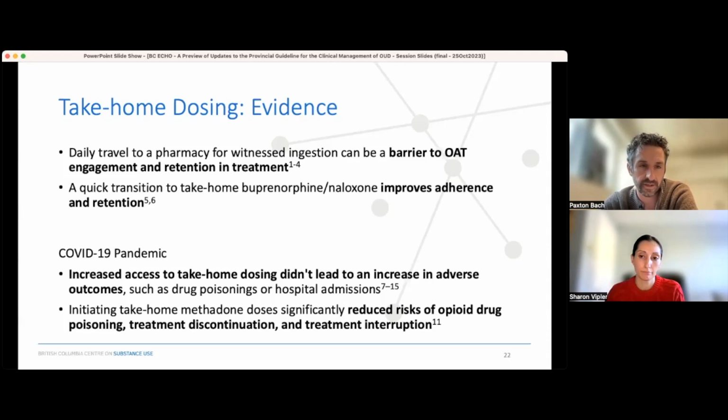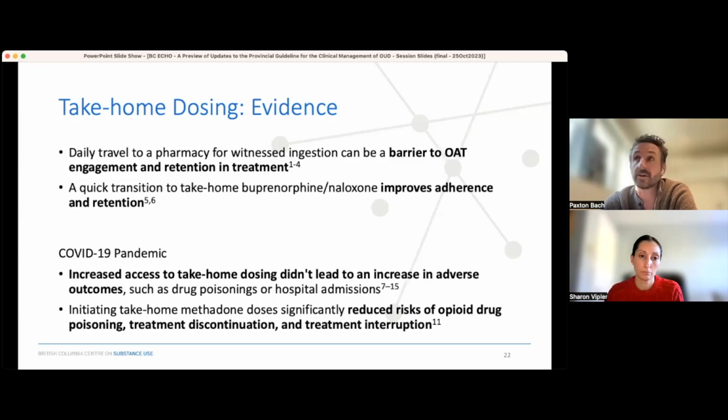The last thing that we're going to be talking about here, and probably one that to me at least is going to result in some of the biggest changes in practice, is a review of how we're providing take-home dosing. Now, much of the changes that we've talked about thus far have been based mostly on established practice, clinical experience and expertise from our group around the province, and practices that have been evolving over some years. This is the one recommendation that I think is most firmly grounded in quite a significant amount of new evidence.